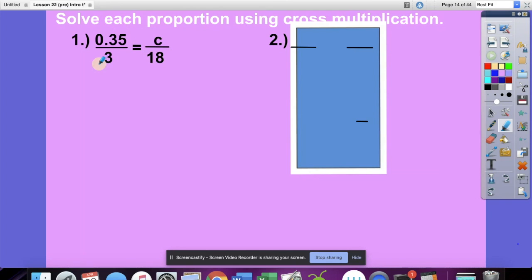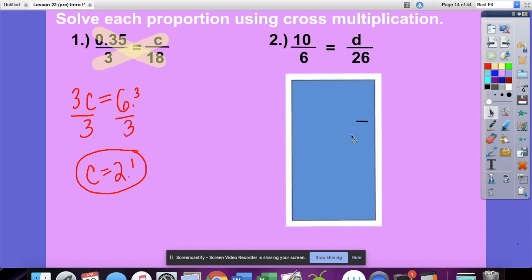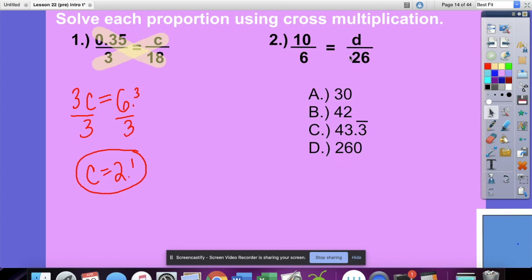Any way to solve it, I know I have to find my cross products. So I know that one of my cross products is going to just be 3C. My other cross product is going to be obtained by multiplying 18 by 35 hundredths. 18 times 35 hundredths is 6 3/10. So in order to solve, I can divide both sides by 3, and get my final answer of 2 1/10.